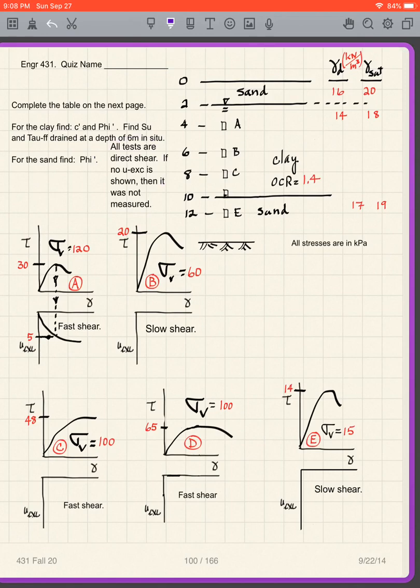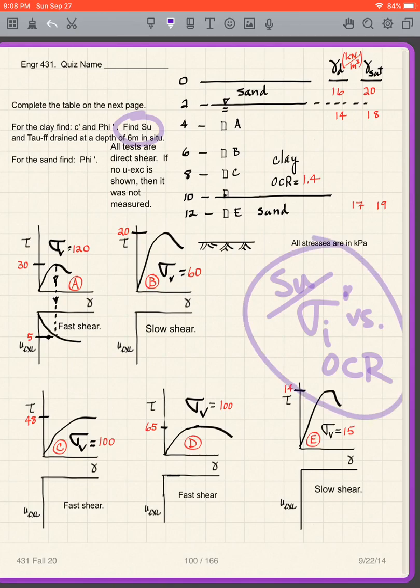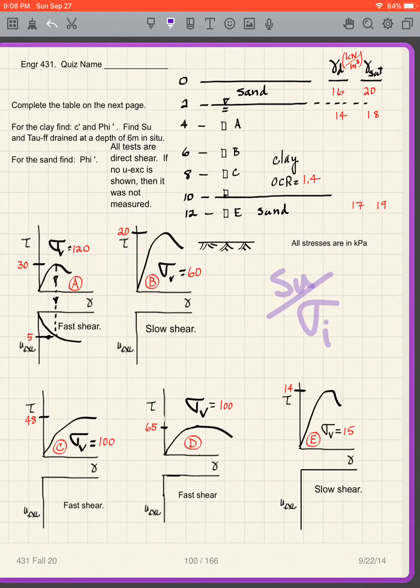And somehow what's not in here is we want to find SU over sigma prime I versus OCR. So along the way, in other words, to get this, we have to get that. So implicit in this is that we have to plot up SU over sigma prime I. And in other words, we've been asked to complete the table on the next page, which I'll show you.